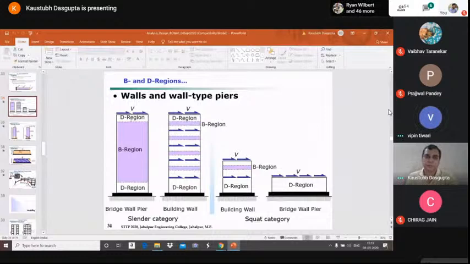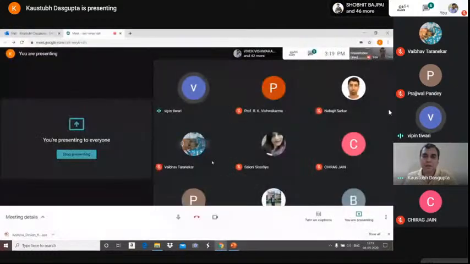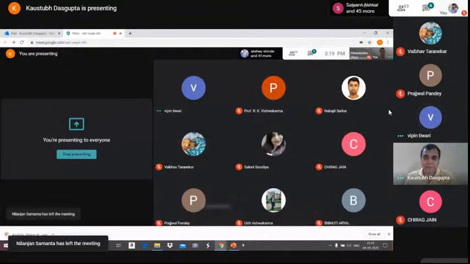Sir, one more question. Mahendra Kumar is asking, what is the effect of position of shear wall in RCC buildings? What is the position?